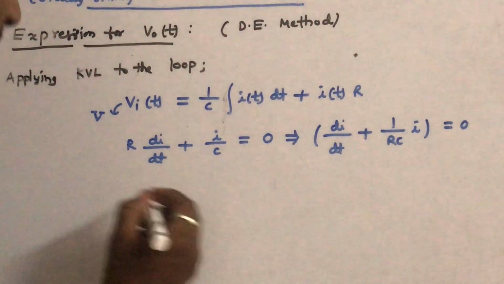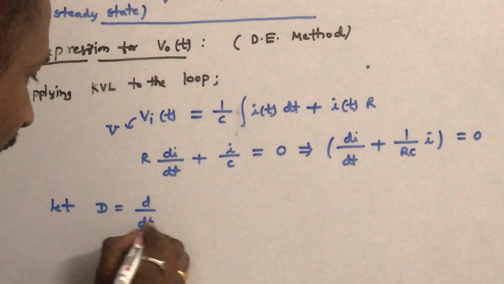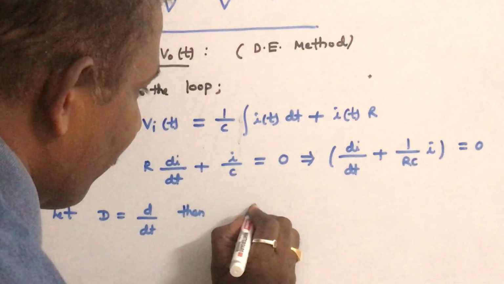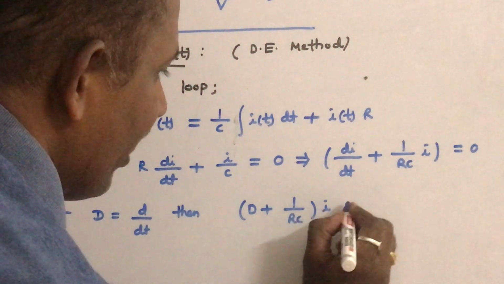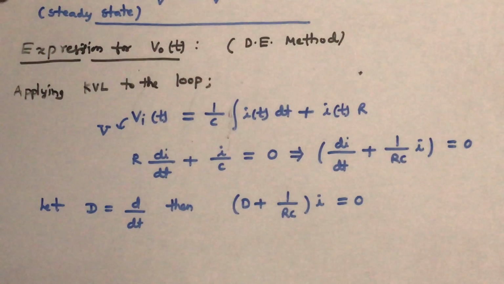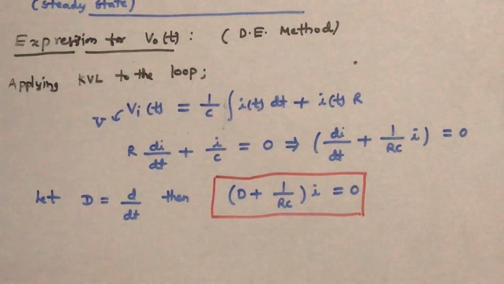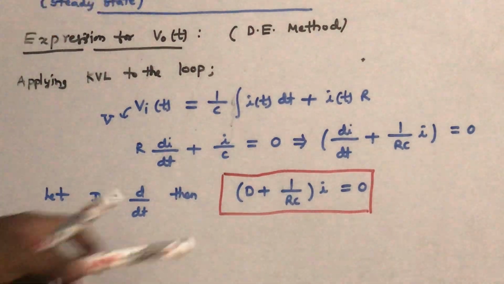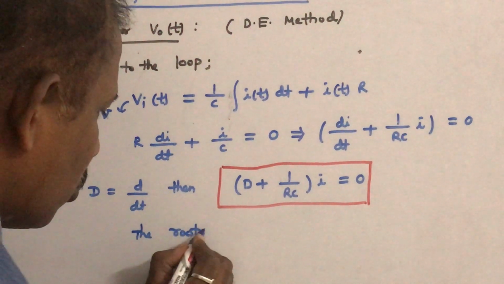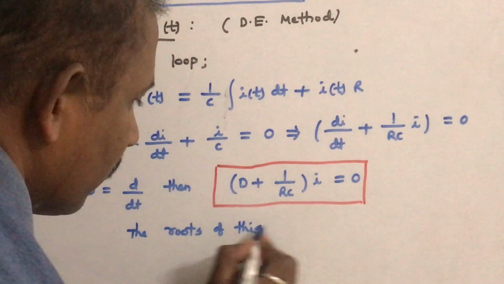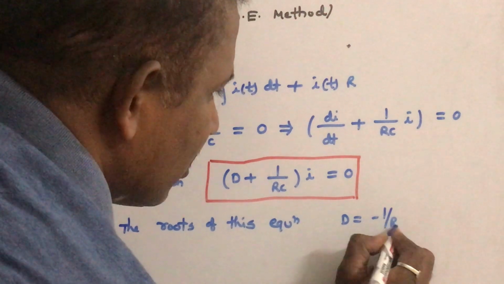Let capital D is equal to d by dt. Then this first order differential equation can be written as D plus 1 by RC into I is equal to 0. Now the root of this equation is D is equal to minus 1 by RC.